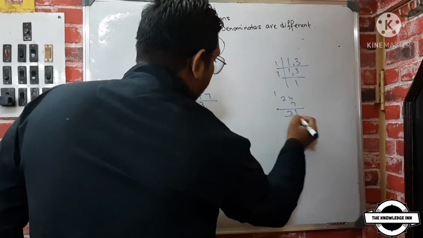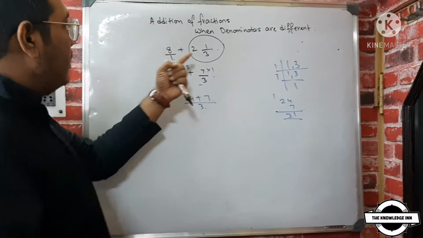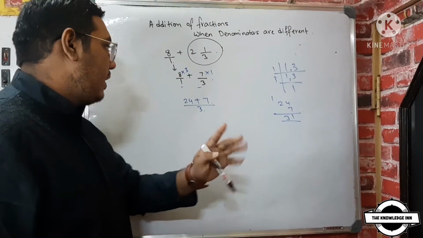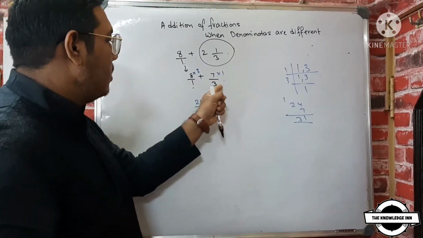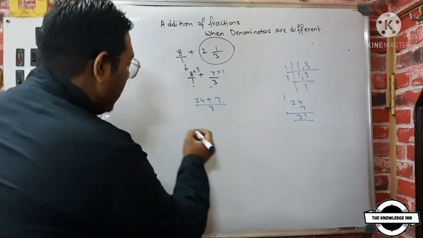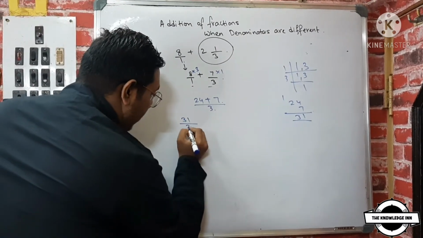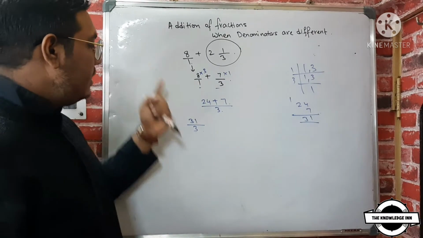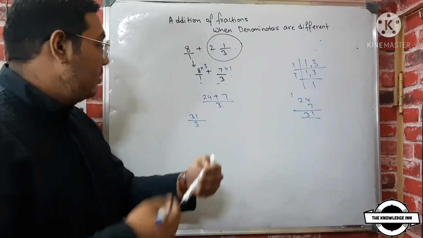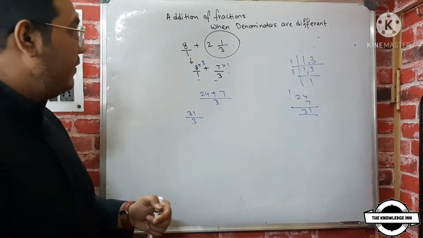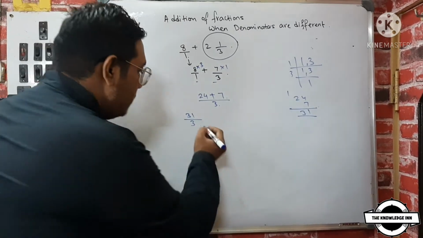Let me recheck once. 3 times 2 is 6, 6 plus 1 is 7 by 3, correct. Now the LCM is 3, and 24 plus 7 will come out as 31 by 3. Again you see that the numerator is larger than the denominator. Sorry, my mistake. The numerator is larger than the denominator, so we'll simply divide and get the answer.